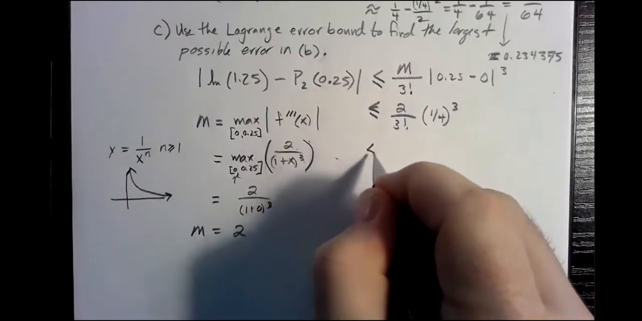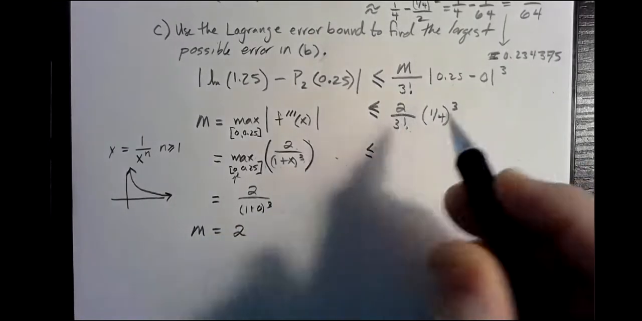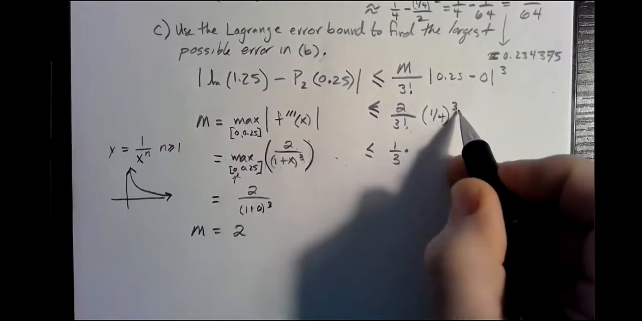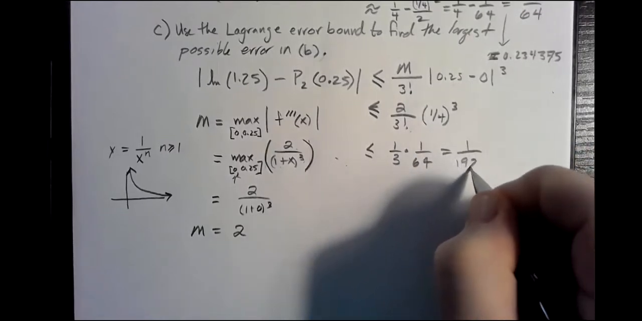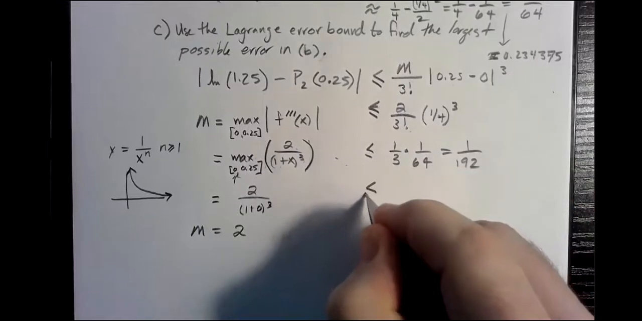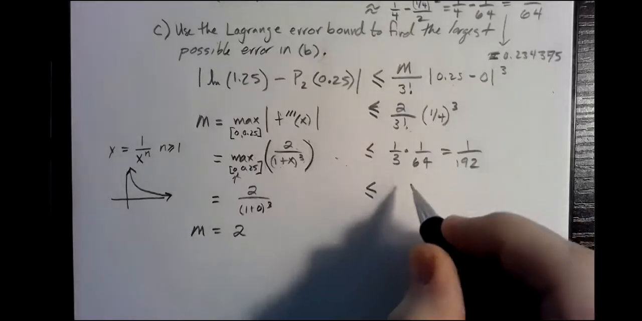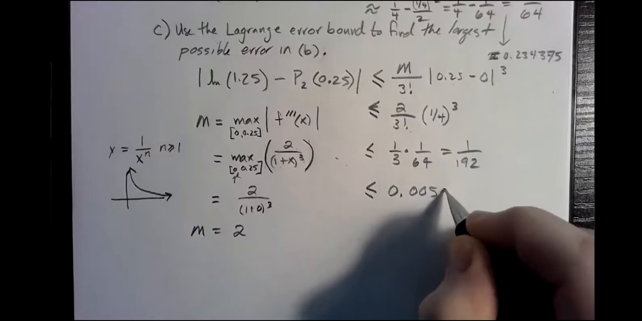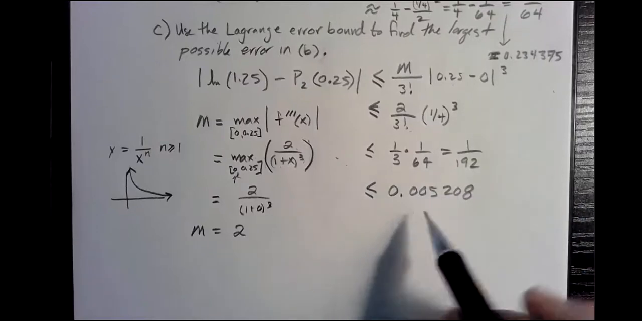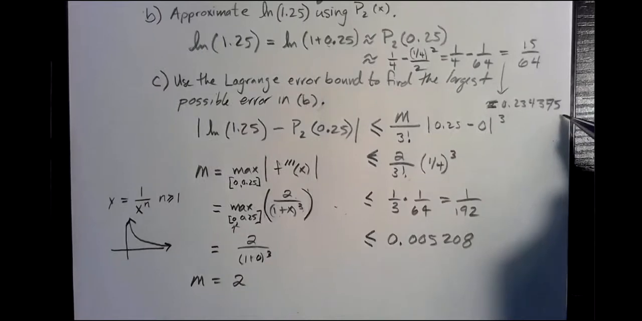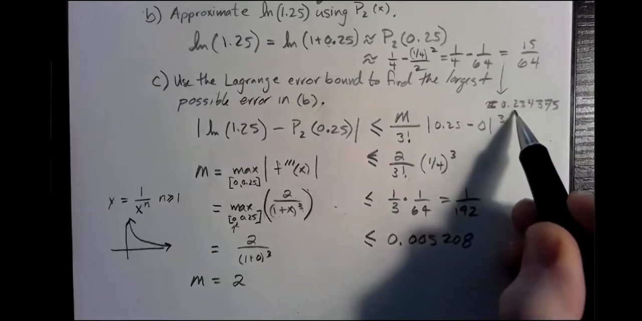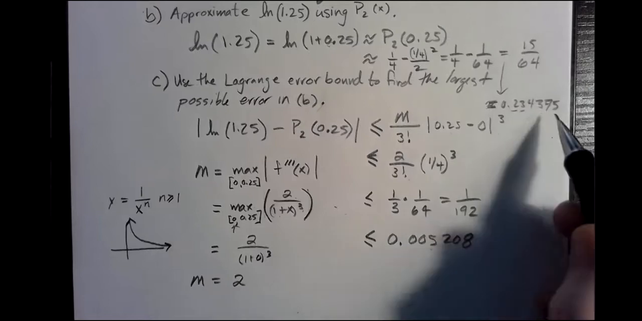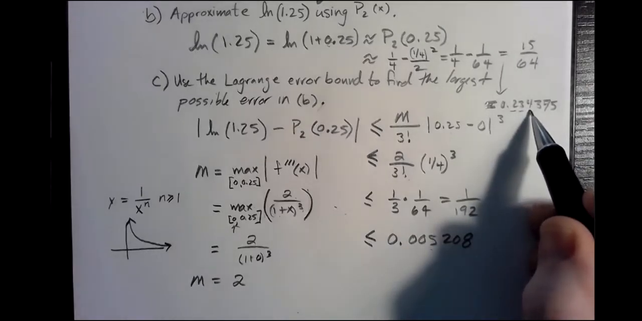Well, doing some arithmetic here. 3 factorial is 6, so 2 over 6 is 1/3. 1 over 4 cubed is 1/64. Then 3 times 64 is 192. And so that means that our Lagrange error bound is approximately 0.005208. So that means the error in our approximation from part B for the natural log of 1.25 is only off by at most a little bit more than 5/1000ths, which is a pretty tight bound. So that means we've at least got the first 2 decimal places correct, and we might even have the third correct, depending on the actual size of the error.